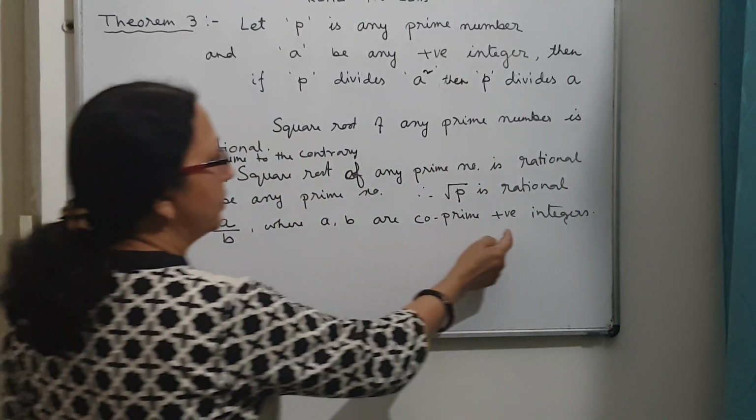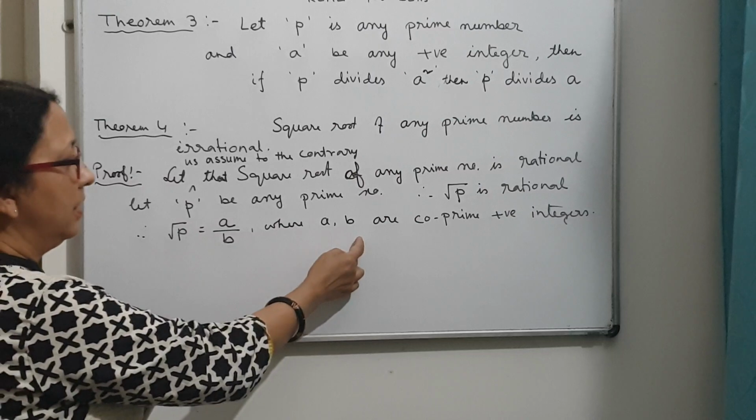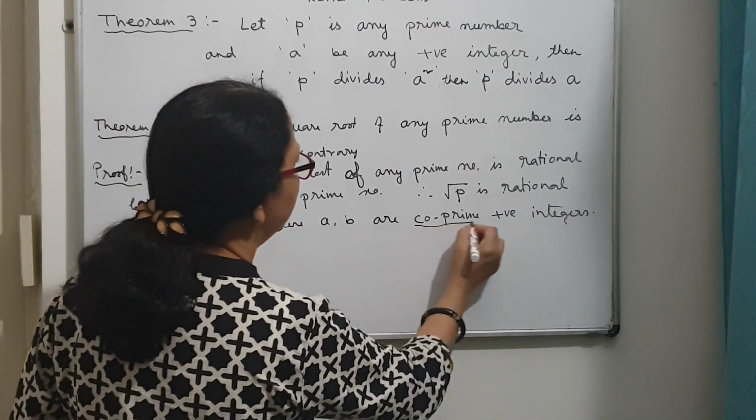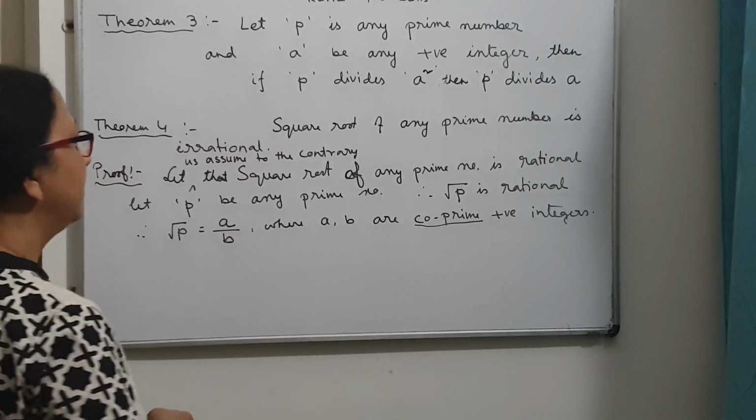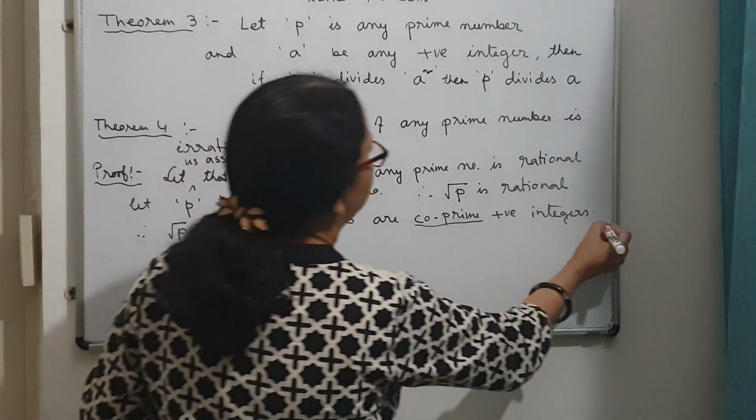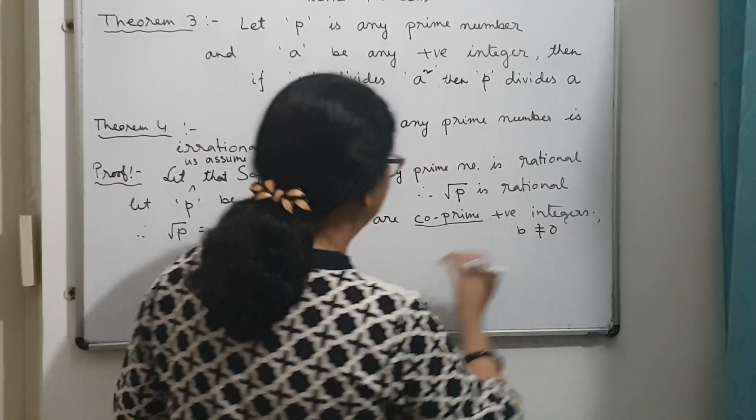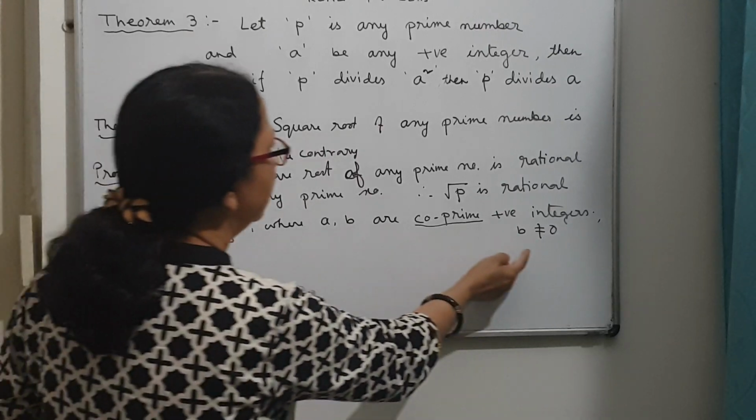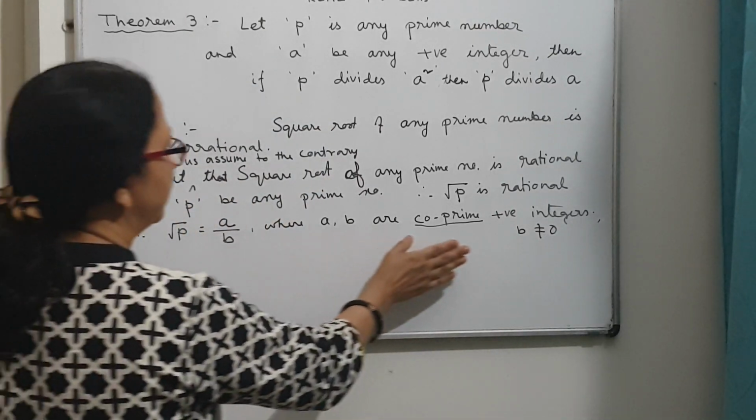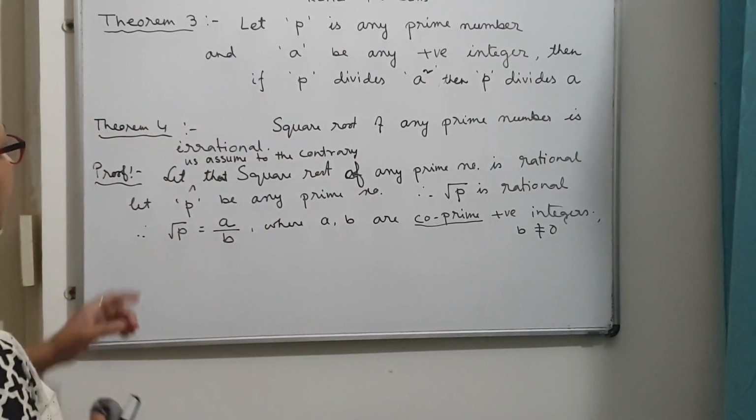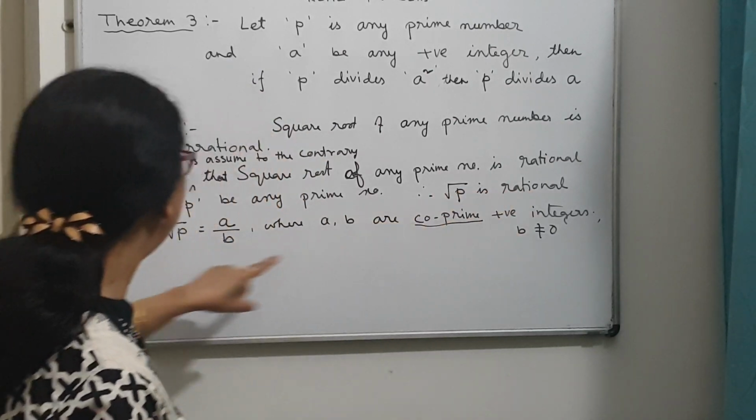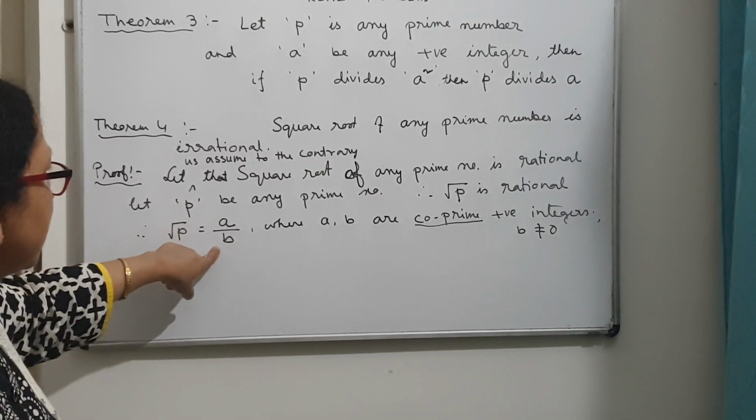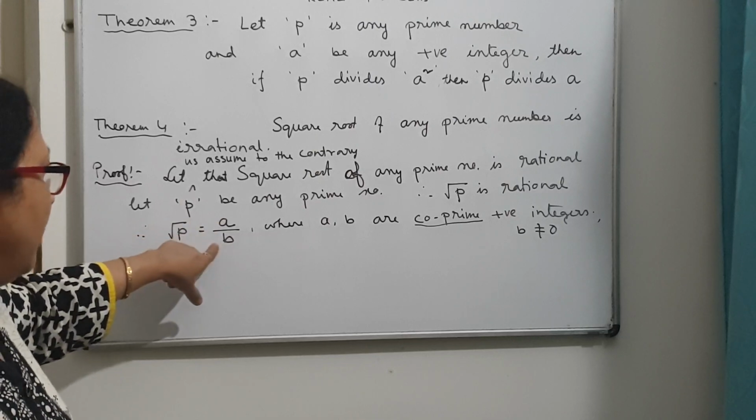Co-prime positive integers means that a and b don't have any common factor other than 1. And also b cannot be equal to 0 because division by 0 is not defined. So these two things are in our assumption. When I assume root P is rational, that means root P can be written in this form, where these two are co-prime integers. Actually, they are in the lowest form.